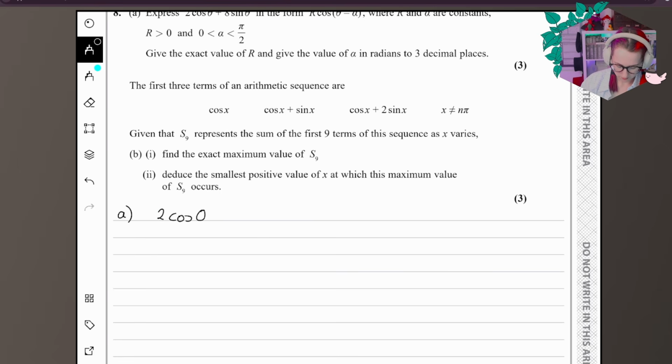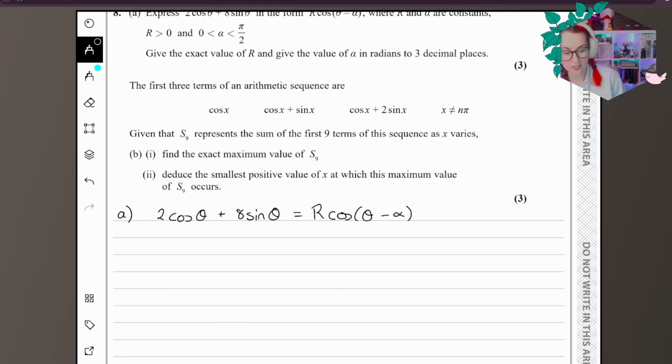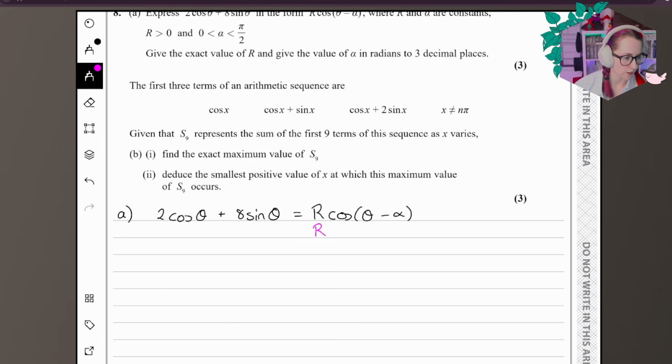2 cos theta plus 8 sin theta equals r cos(theta minus alpha). So this is going to be a look-it-up-and-check type of thing, where what we want is something in terms of cos theta and something in terms of sin theta. So, double angle formula here. This is where the formula book comes in handy. Where is it gone? Double angle.